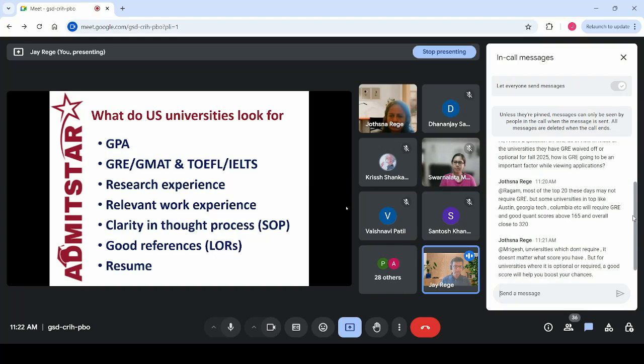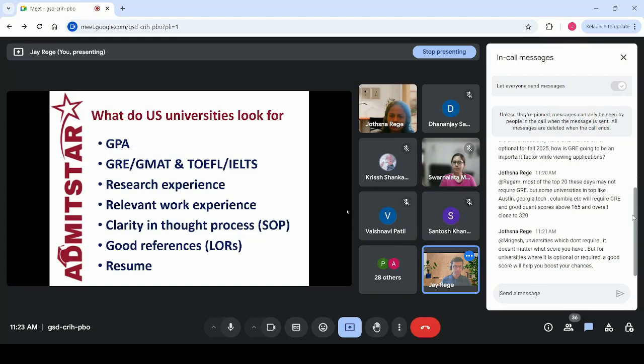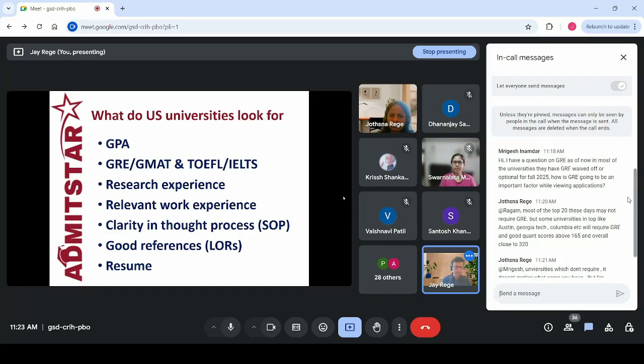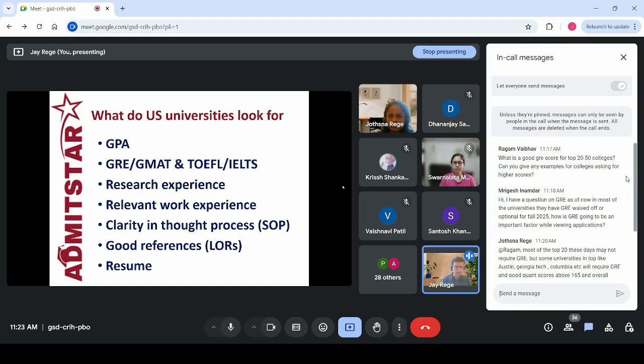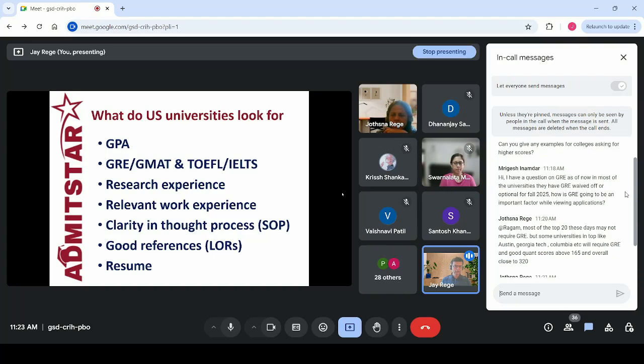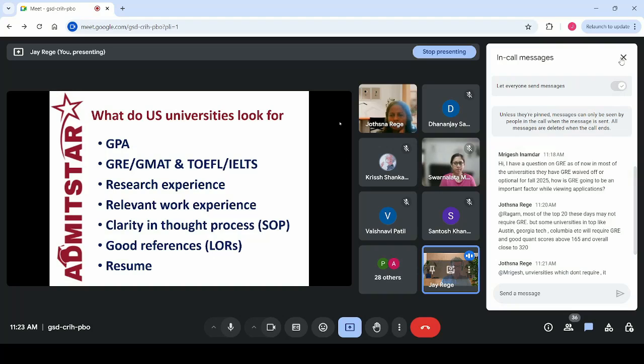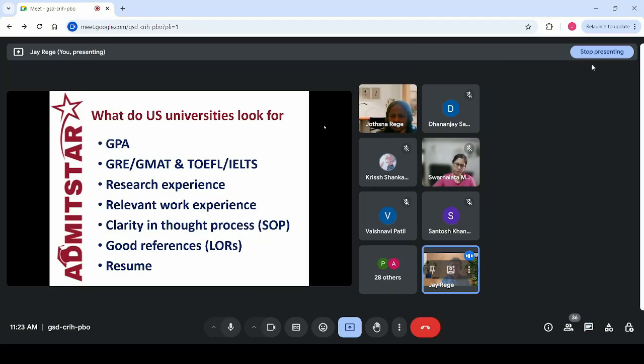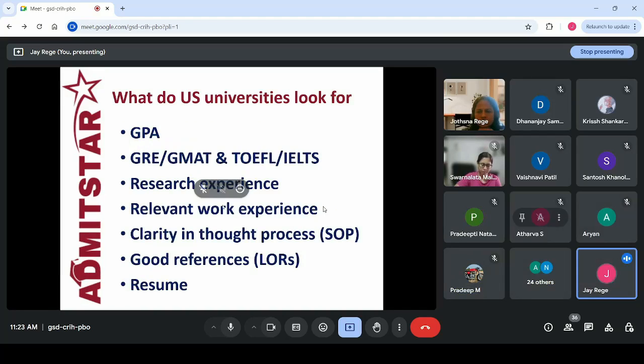So yeah, GRE scores. I think Raghav has a question. What are the GRE scores? A good GRE score is, I would say, 320 plus. I think Josna has answered that with at least 165 plus on the quant and 155 plus on the verbal. Anything above that, of course, 330 is even better, 335 is even better. But if you have a 320 plus, I think you are good.